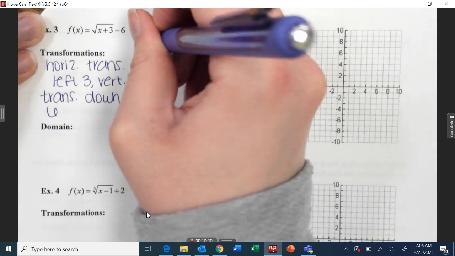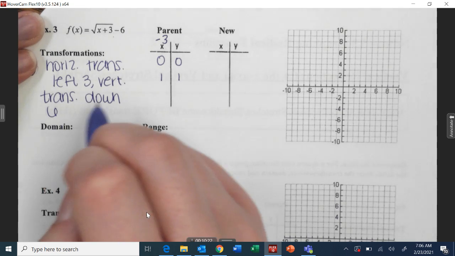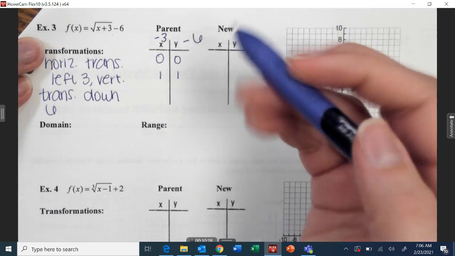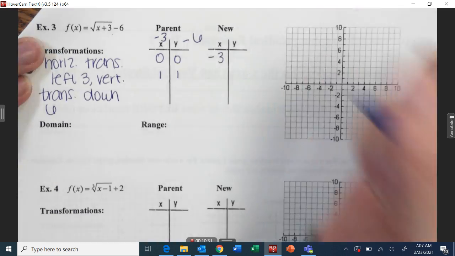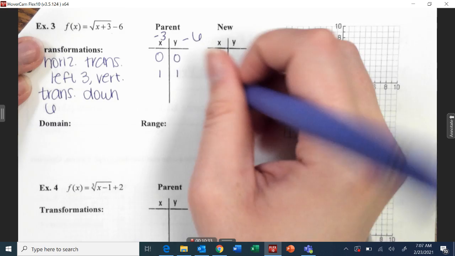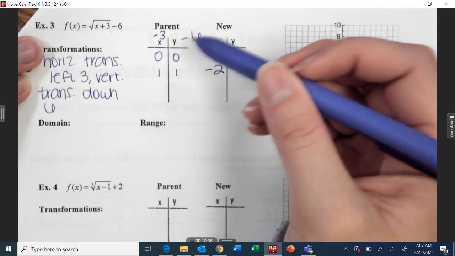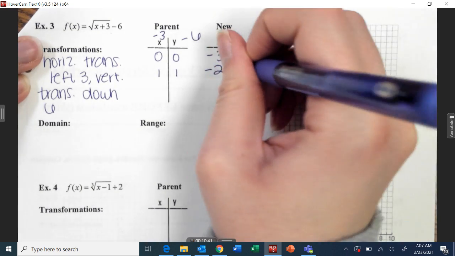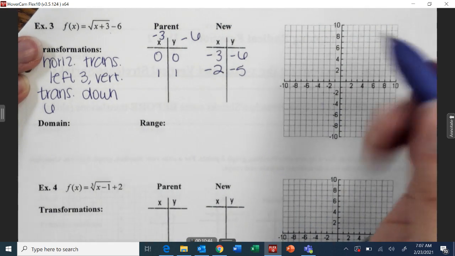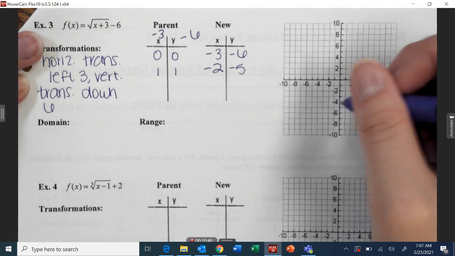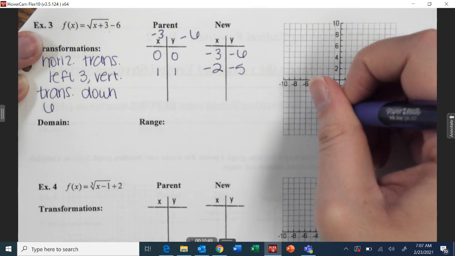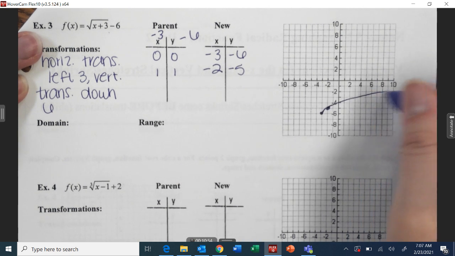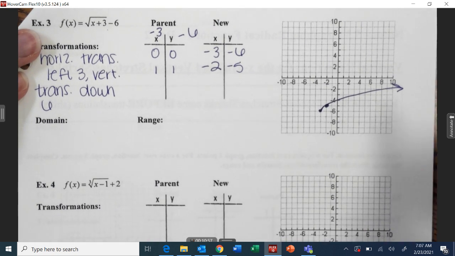So left 3 means I'm subtracting 3 in the x's. Down 6 means that I'm going to subtract 6 in the y's. So in the x's, 0 minus 3 is negative 3. 1 minus 3 is negative 2. 0 minus 6 is negative 6. 1 minus 6 is negative 5. And then we graph our points. We have (negative 3, negative 6), (negative 2, negative 5). Still keeping that same shape every time.